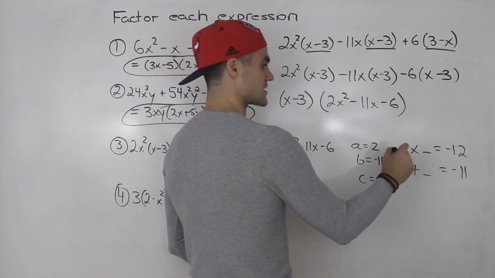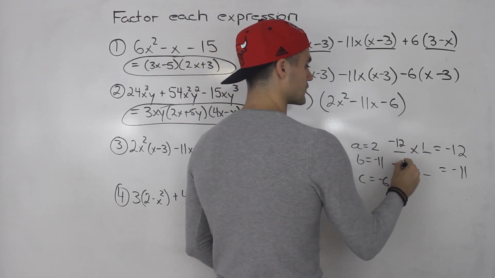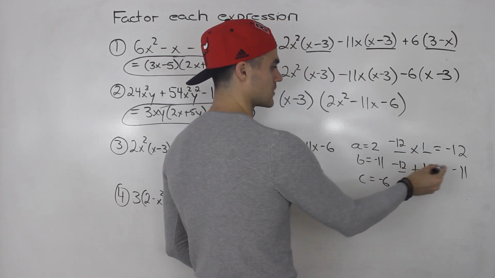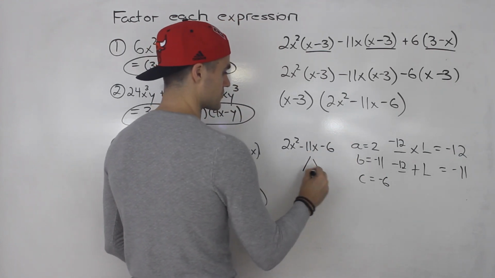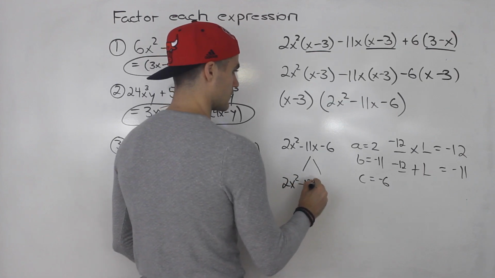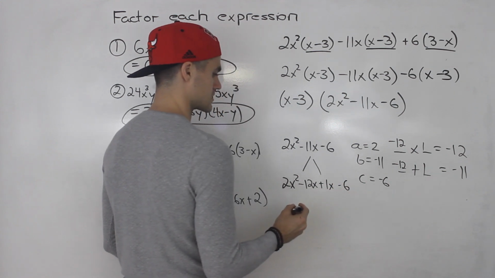So what two numbers satisfy these requirements? Negative 12, positive 1. Negative 12 times 1 is negative 12. Negative 12 plus 1 is negative 11. So we would take those two numbers, decompose that middle term: 2x squared minus 12x plus 1x minus 6.